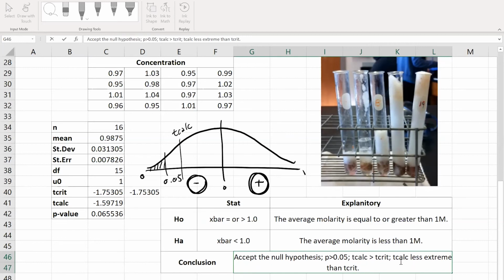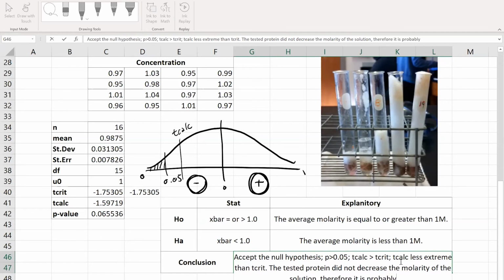In biological terms, that would mean the tested protein did not decrease the molarity of the solution. Therefore, it is probably not an enzyme.